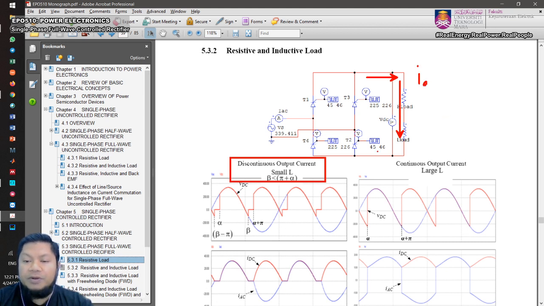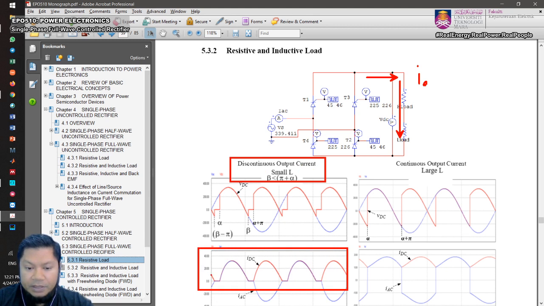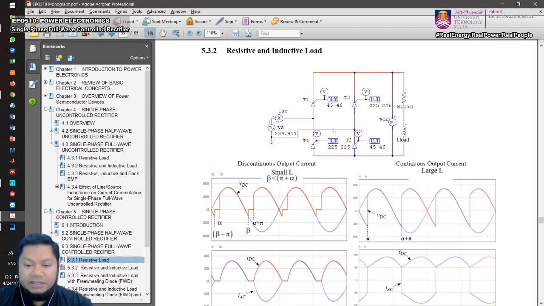Okay, so your output current can be in two conditions. The first one being discontinuous output current. If you refer to the waveform, this is your output current. There is a discontinuous output current whereby your output current touches zero level. There is a zero level here. It touches the zero level and it stays at zero. So this is discontinuous current operation.